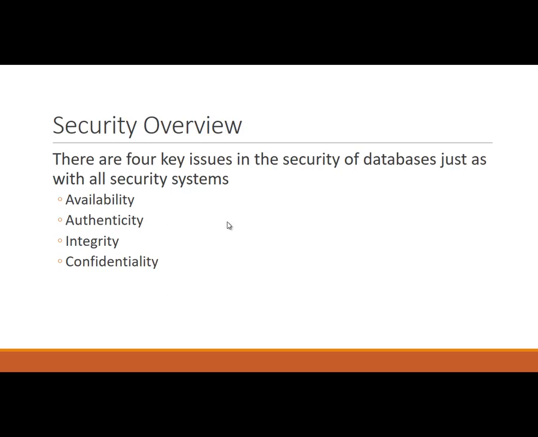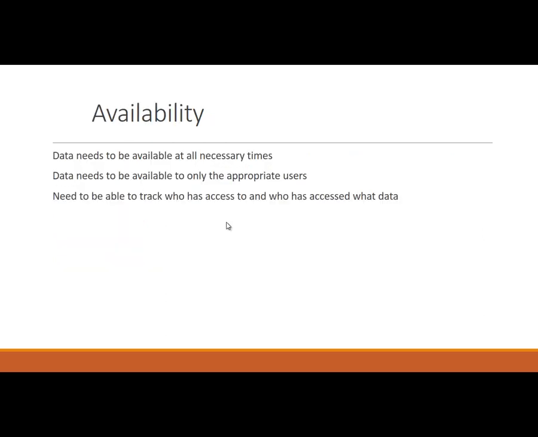There are four key issues in the security of databases, just as with all security systems: availability, authenticity, integrity, and confidentiality. When we say availability, it means that we need the data to be available for the users at all necessary times. The data should be available for the appropriate users. For example, registering for classes has to be available for students enrolled in the college. Most likely, not everyone has access to the registrar office to register for these classes. We also need to be able to track who has access, what did they access, at what time, and what kind of data.